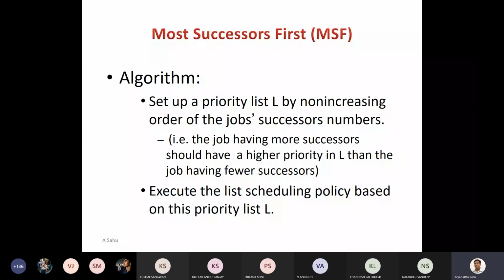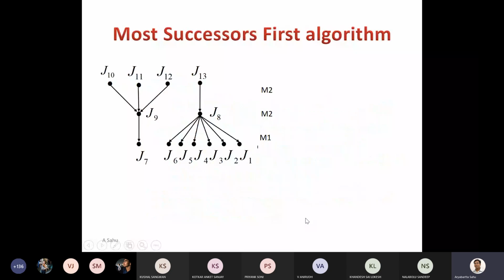Set up a priority list L by non-decreasing order of job successor numbers, and execute the list policy based on the priority list L. So set up a priority list based on most successor first, and then execute the list scheduling policies. Okay, how does this MSF work? Earlier we took an example of a graph with some number of processors, how it looks like.